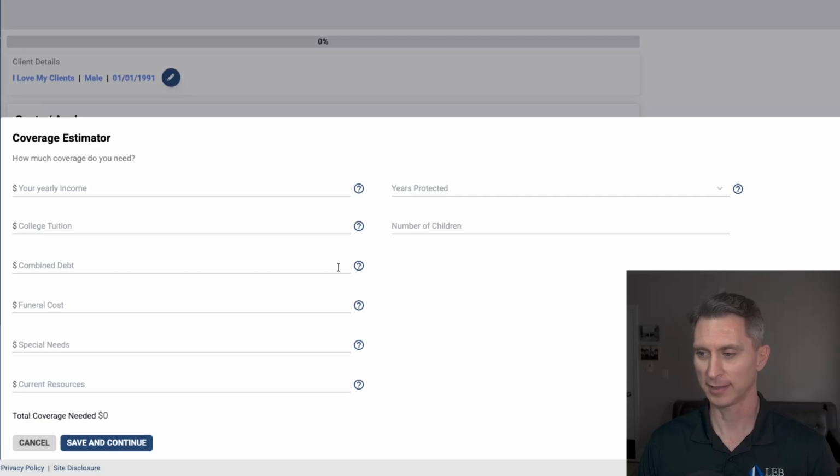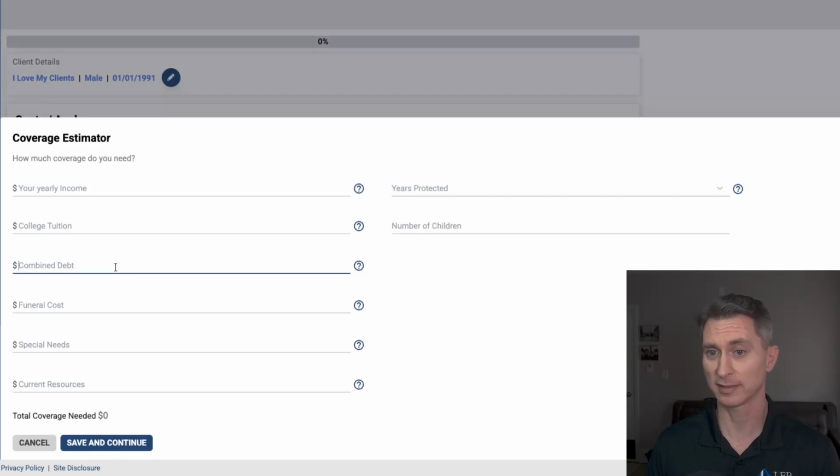So that debt here, we're going to type it in right here. Let's say that you have a house and it's worth $250,000. Okay, so $250,000 right now, the total coverage is that amount.